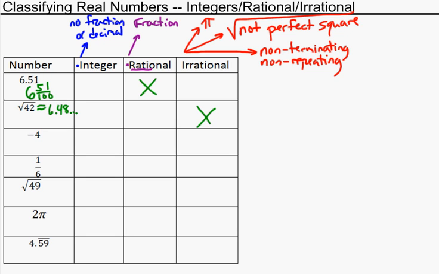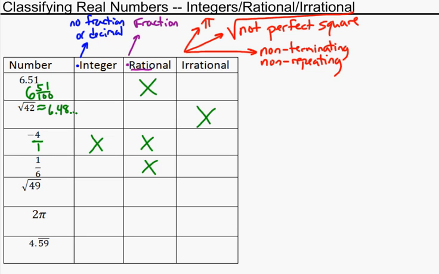-4 is going to be an integer because it has no fraction or decimal. But I also have to stop and think, is it possible for it to belong to more than just one category? Can I make this into a fraction? And I can, by putting it over 1, so it's also going to be a rational number. You're going to quickly see that every integer is also a rational number automatically. If I look at 1/6, that's by definition a rational number, a fraction involving two different integers.